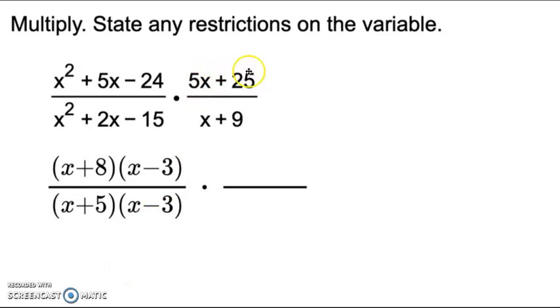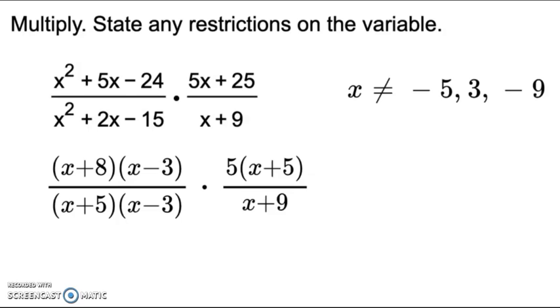Now I can pull a GCF out of 5x and 25. They have a GCF of 5, so we'll have 5 times x plus 5, and that's all over top of that x plus 9. Now we've got to find our restrictions before we go any further. Looking at my denominators, I set each of those equal to 0, so I'll have x equals negative 5, x equals 3, and x equals negative 9 as my restrictions, because if x were any one of those numbers, you would have 0 in the denominator.